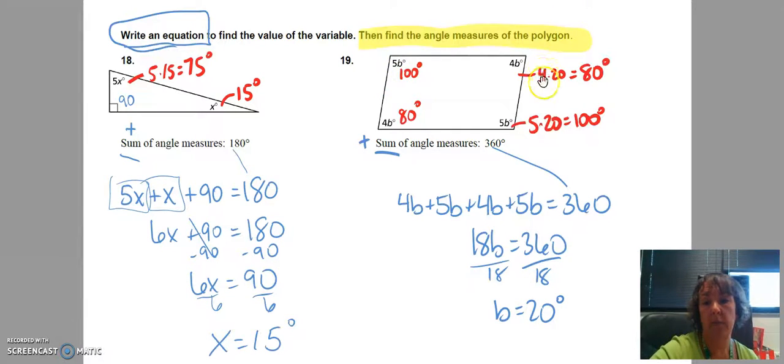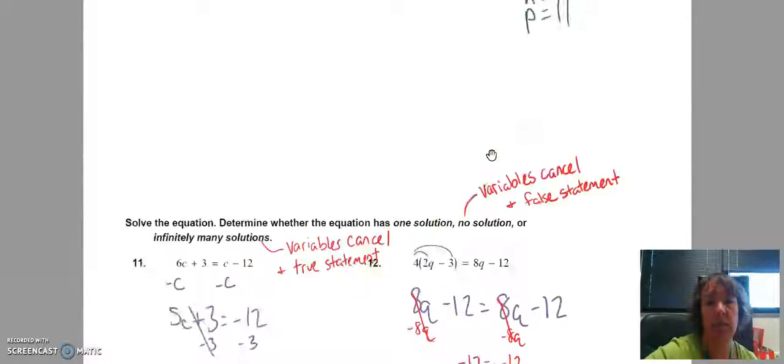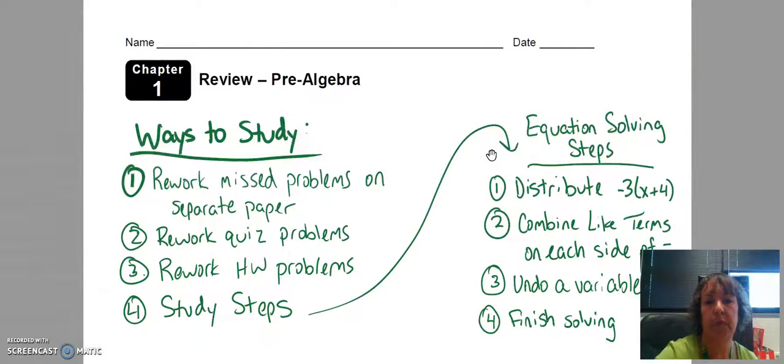So let's start over here. 4 times 20 is 80, 5 times 20 is 100. Those are also then 100, and that one is 80. So if you add those 4 up, it does equal 360, and you know you're right. So that is basically it. That's your review for the Chapter 1 test. If you have questions, we'll have a few minutes before the test where we can plan time to answer those. So do your best.